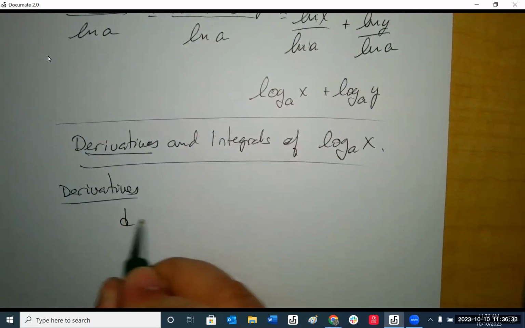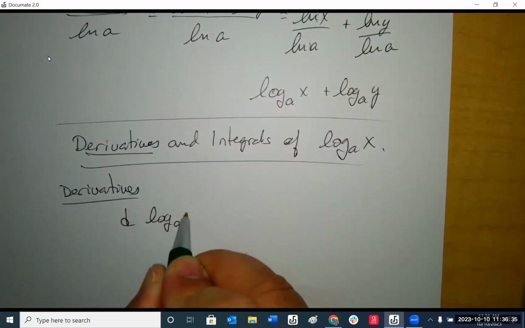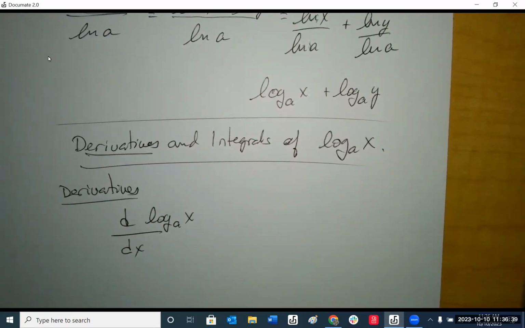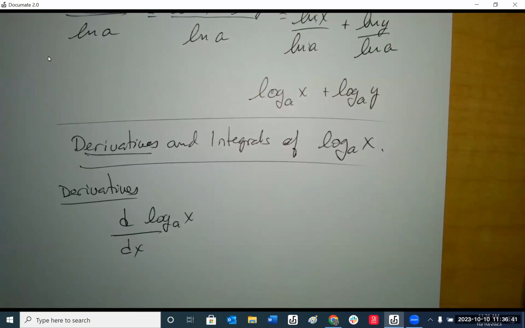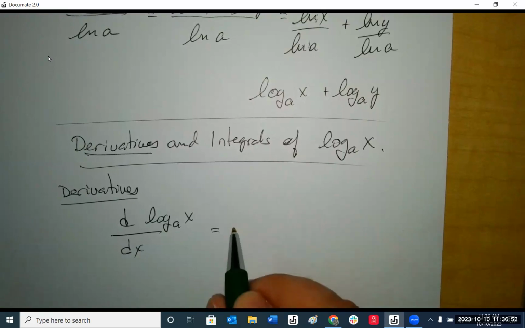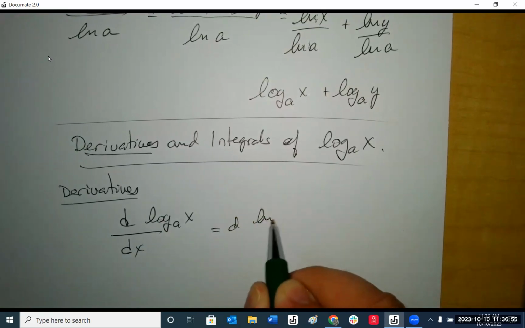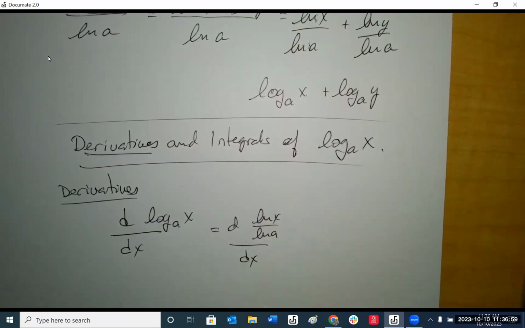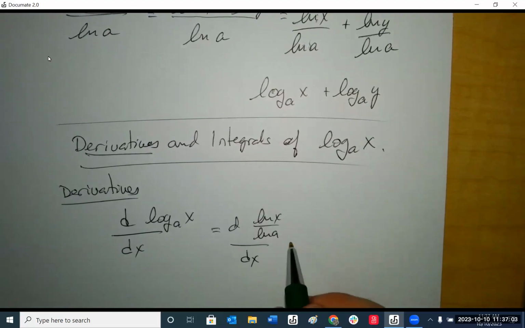So if I took the derivative of log base a of x with respect to x, what would be my first logical step? Remember, our calculators cannot do log base a. So what do we do first? Very good. Then what?